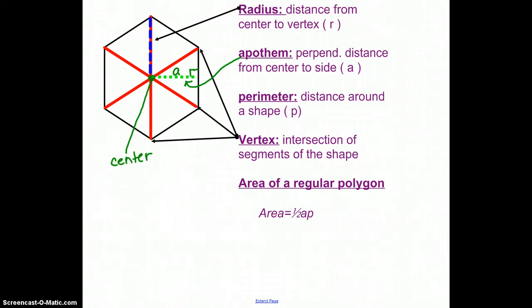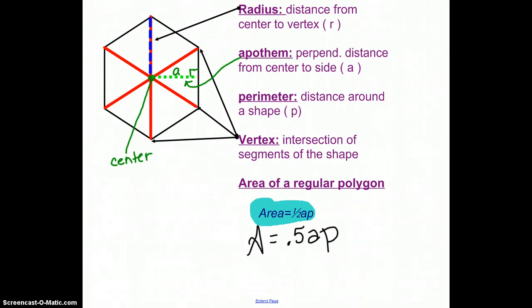Now the big thing in this section is going to be to follow this area formula. The area formula is 1/2 the apothem times the perimeter. Just like we did before, you're going to see me take this 1/2 and make it 0.5. But you have to know the apothem, so you have to know this perpendicular distance, and you have to know the perimeter around the shape. Those are going to be what we use.